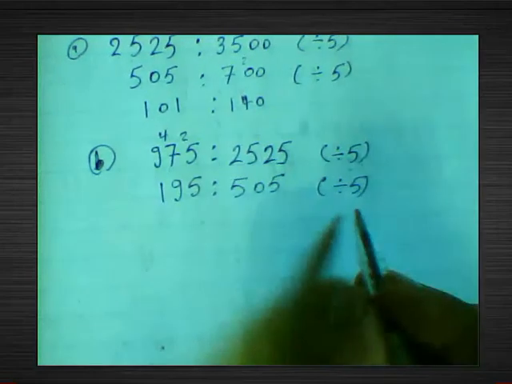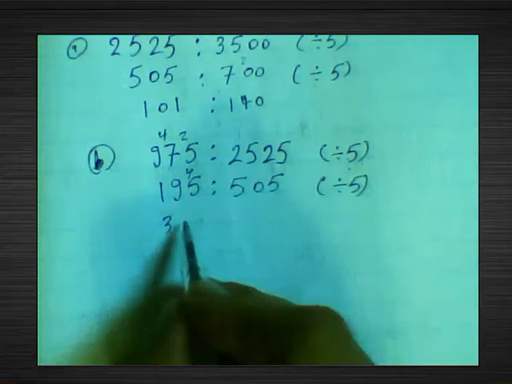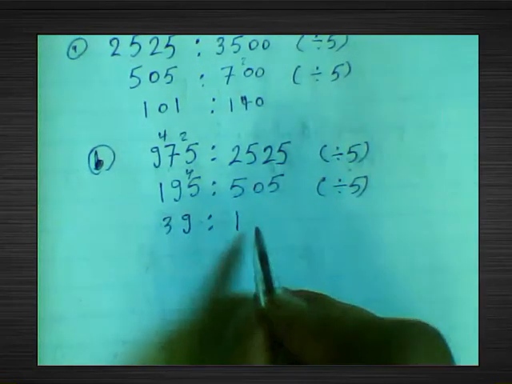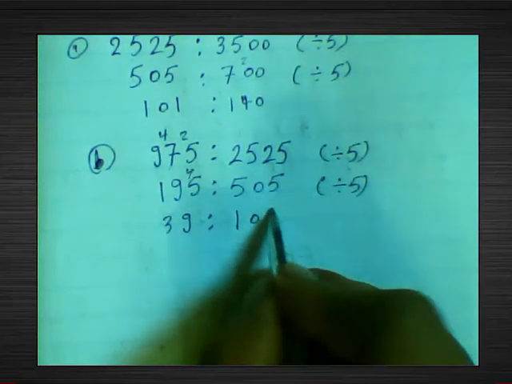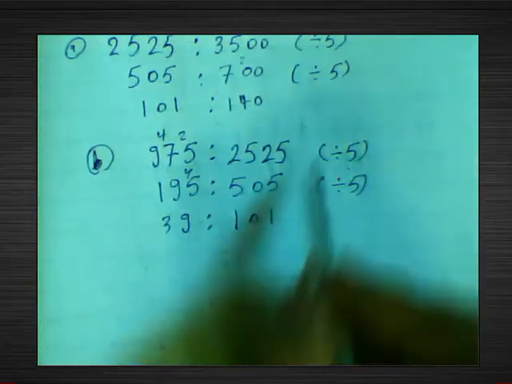19 divided by 5 equals 3, and the remainder is 4. 45 divided by 5 equals 9. 5 divided by 5 equals 1. 0 divided by 5 equals 0. 5 divided by 5 equals 1. So the result will be 39 to 101.